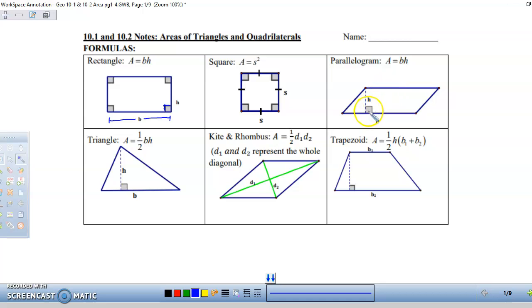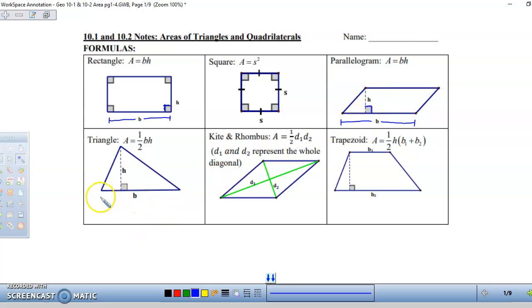Parallelogram. The only thing that people generally get wrong with this, again, the whole base. It's always the whole entire base. And again, you need the perpendicular height. So you are not going to use this slanted height here. You're always going to use the perpendicular height straight up and down with that right angle indicated.